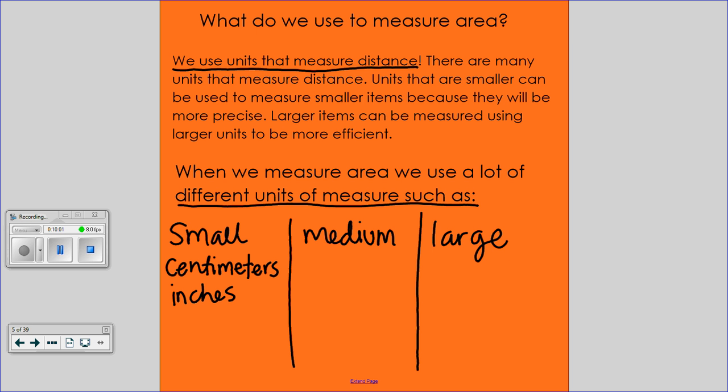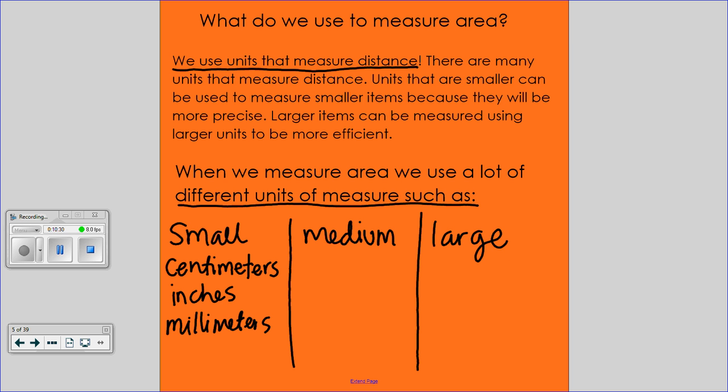Do you think of anything else? Gabriella? Meters. Meters are not small. I would not use a meter to measure a paper clip. Colin? Kilometers are not small. Santiago? We got centimeters. Millimeters.